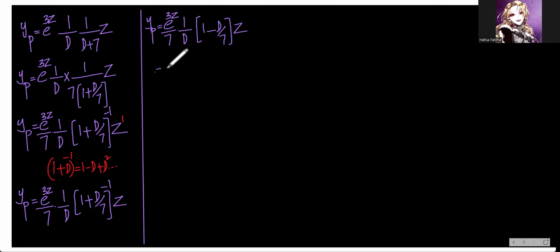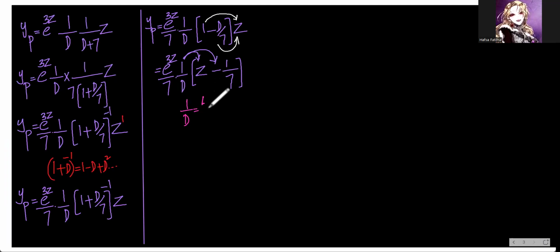This is equals to e power 3z by 7 into 1 by d into, here we have to simplify. How to simplify? 1 multiplied with this value and this value multiplied by z. This is 1 into z, which is z only. D stands for derivative. Derivative of z with respect to z is 1 only. Now this 1 by d, we apply here also. Actually 1 by d stands for integration. 1 by d is equals to integration.